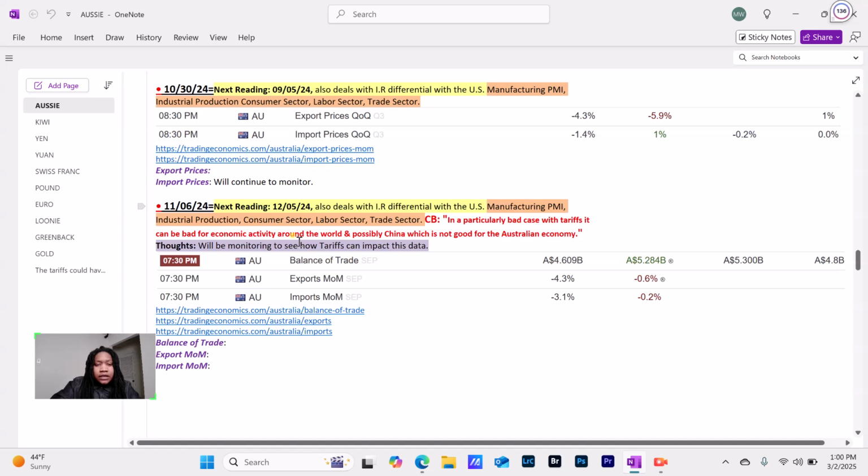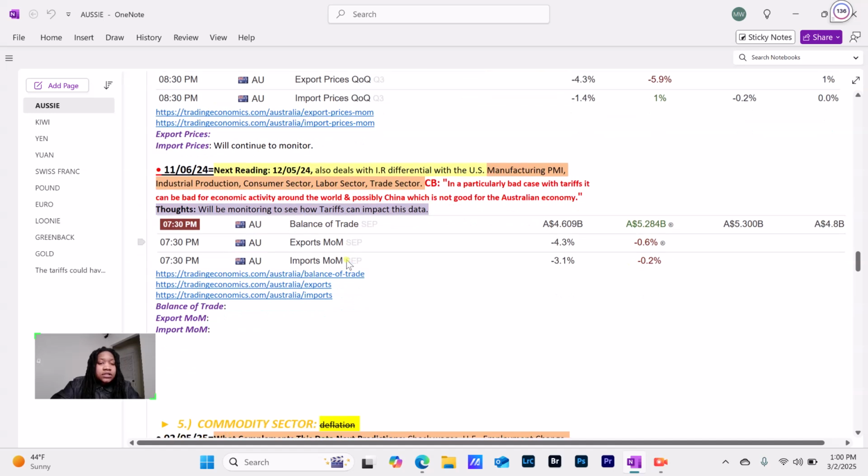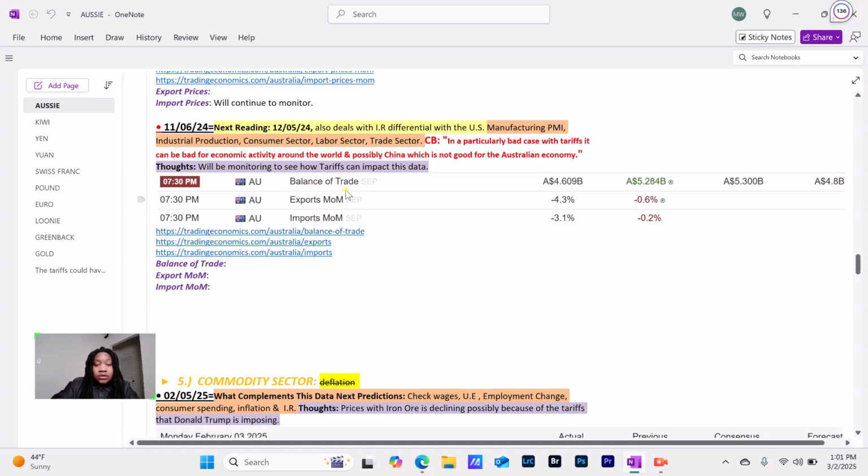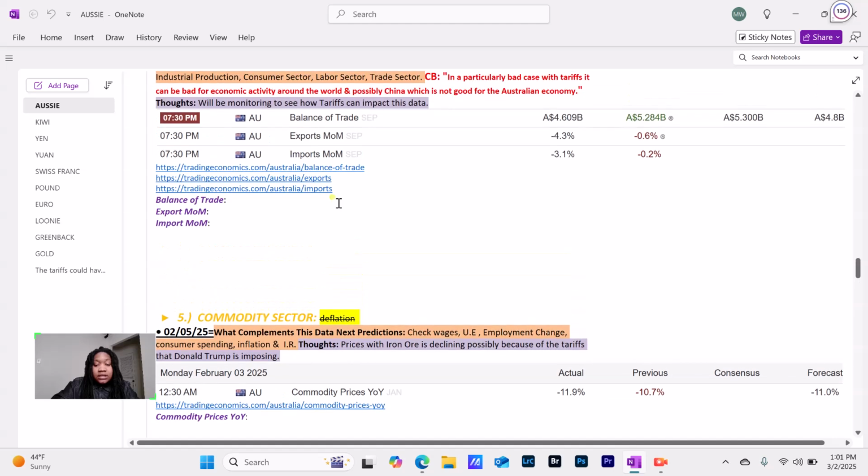So we keep all this in mind. Now we drop it down to the trade partner sector. I don't think there's anything new here, but I will be monitoring the tariffs to see how they would impact Australia because it's dealing with China. The biggest trading partner with Australia is China, right?